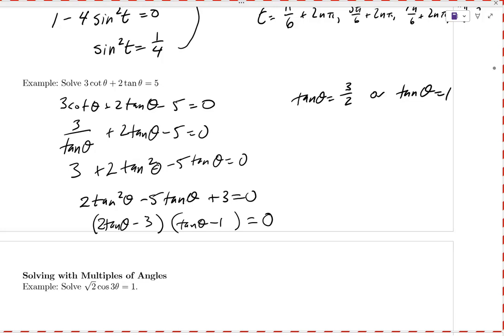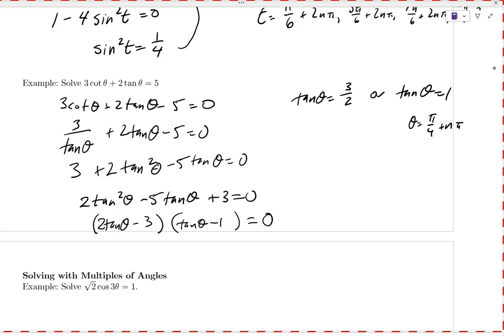All right. So setting each factor equal to 0 and then isolating the tangents. The tangent theta equals 3/2 or tangent theta is equal to 1. Since we're dealing with tangent, we only need to worry about finding the angles from 0 to pi, right? Because the period of tangent is pi. Let's look at the second one first because it's a little bit easier. When is tangent equal to 1? When are sine and cosine equal to each other? Pi over 4. So that one we could actually figure out the exact values for, right?